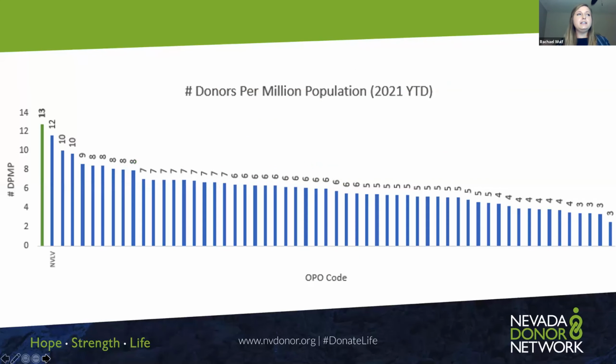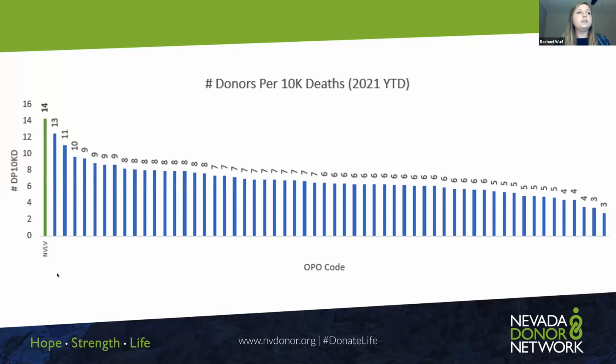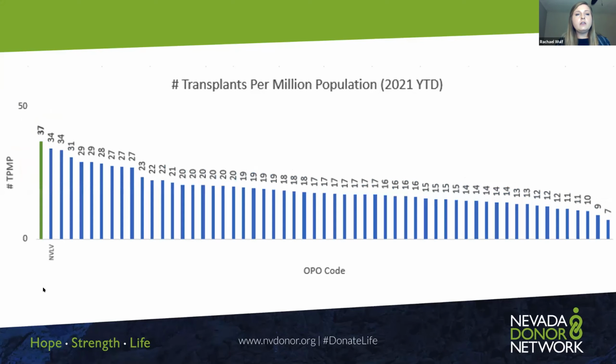The good news is, despite these challenges presented by our DSA, we are pretty good at making donation happen as often as possible. You can see here, we are second in the nation in organ donors per million population. And we are also leading the nation in the number of organ donors per 10,000 deaths, which means that we're really working to squeeze out every possible donor from our relatively small DSA.